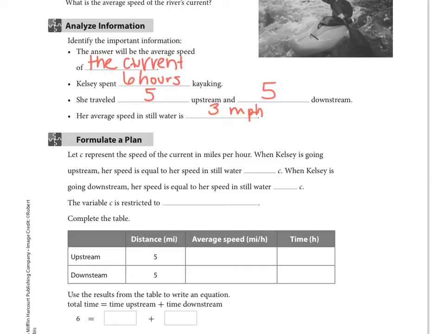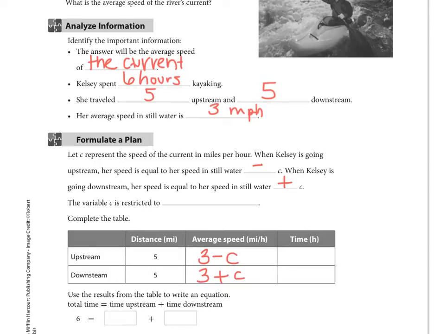So when she's traveling, if C represents the speed of the current, then when she's going upstream, she's going against the current, which means that the current is slowing her down. So her speed is going to be equal to her speed in still water minus C. So going upstream, her average speed is 3 minus C. And then when she's going downstream, she's going with the current, so the current's actually helping her out, and she's going faster, so her speed is going to be 3 plus C.